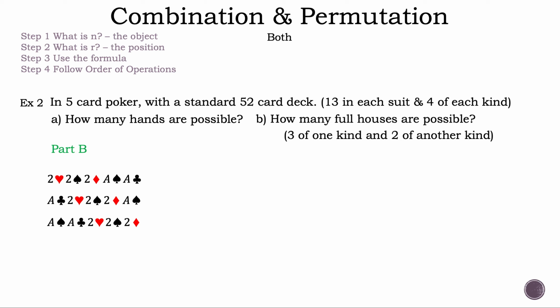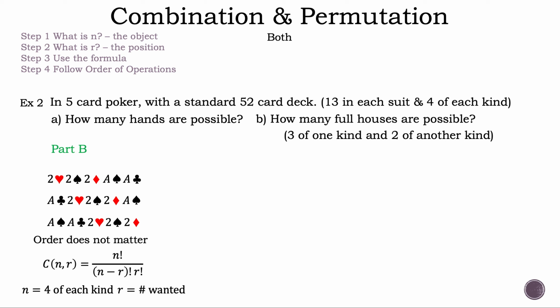That is correct. The three different hands are actually the same, so order does not matter. That means we're going to use combination to find our answer. So N is the amount of each number or letter, so 4, and R is the amount we want. Let's continue with these examples, 3 2s and 2 aces.